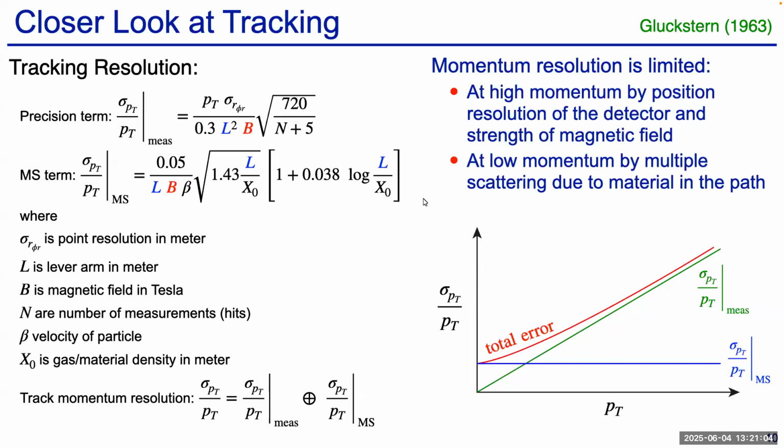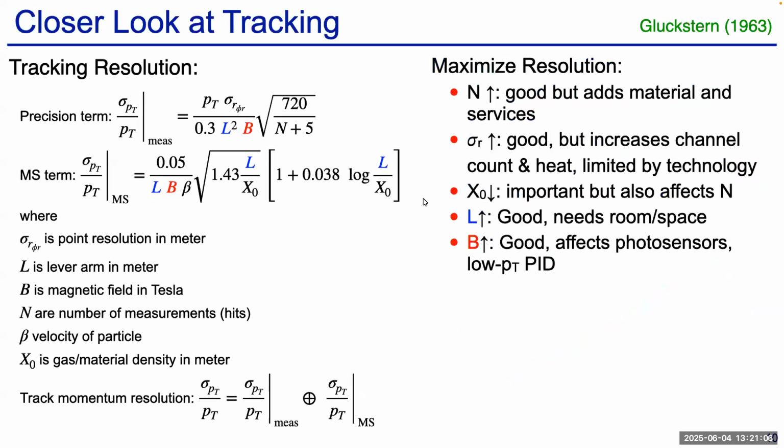Okay. So how do you make the resolution good? Well, you can have more hits. You see that here? But it goes with the square root of n, so not so much. And especially, the more measurements you have, the more detectors you have to have. That means the more material you have, which goes again into the multiple scattering.